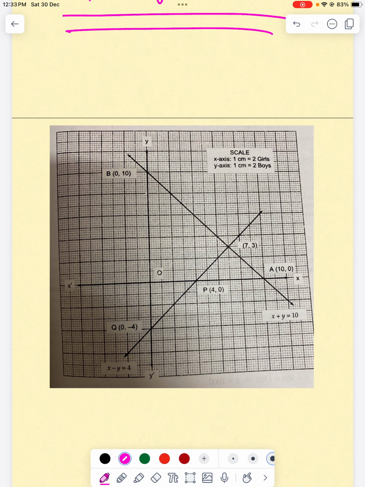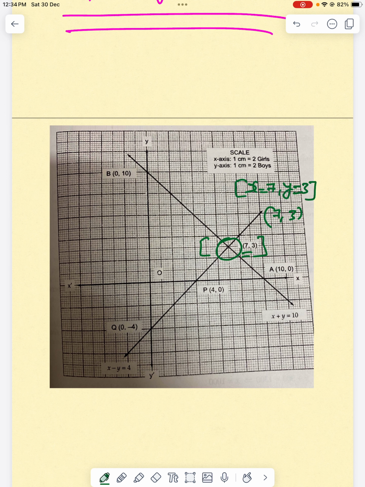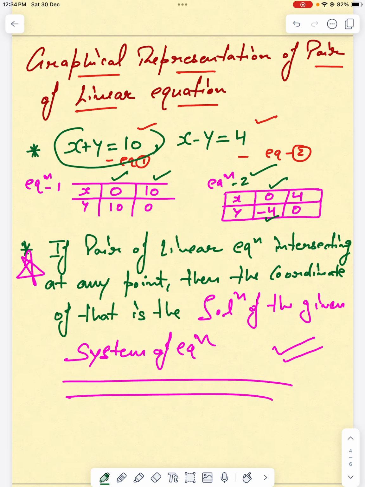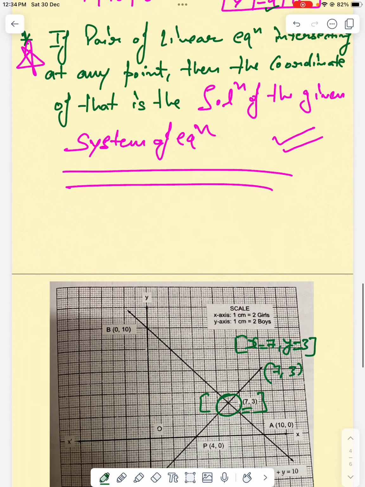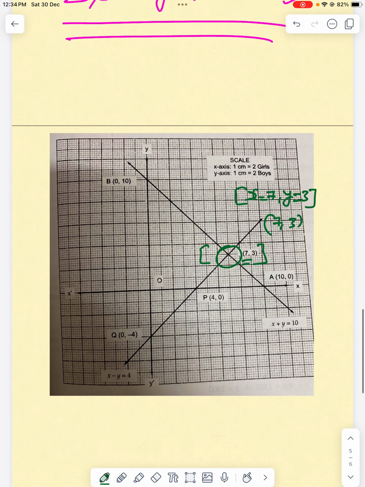Okay, now this was the actual representation of the above pair of linear equations when you plot it on the graph paper. So here you're getting the intersecting point, or this is the solution of the pair of linear equations, the coordinate 7 comma 3. x is equal to 7 and y is equal to 3. You can verify this by putting x equal to 7 and y equal to 3 in these equations. This will satisfy the equations. So this is the solution of the pair of linear equations.